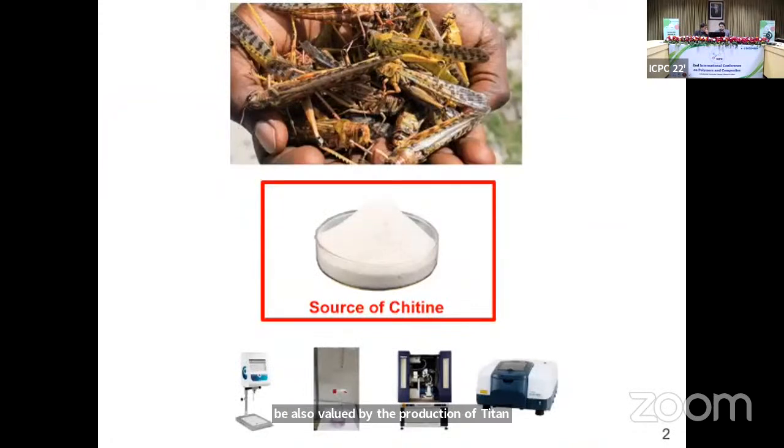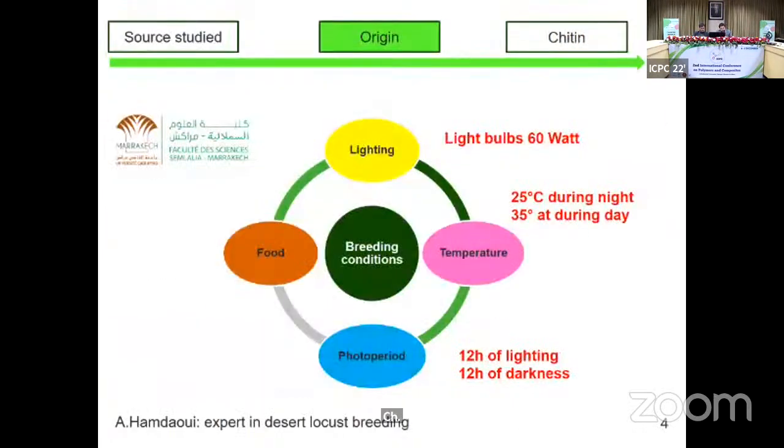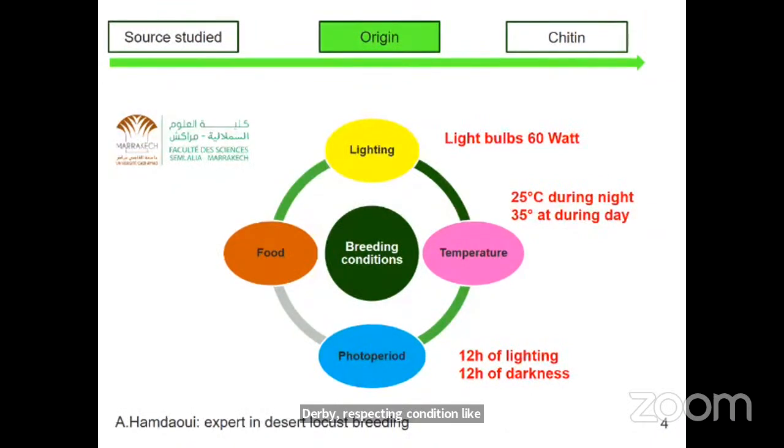In this work, we were interested in the adult locust in order to explore it as a chitinous source. The chitins extracted at different levels will be transformed into chitosans according to different processes. All the products prepared will be characterized by different analytical and spectroscopic methods. The insect studied belongs to the order of Orthoptera and more precisely to the genus Schistocerca and species gregaria. The breeding and reproduction of the desert locust were carried out in the biology laboratory under the direction of Professor Hamdawi, respecting conditions like light, photoperiod, temperature, and food.